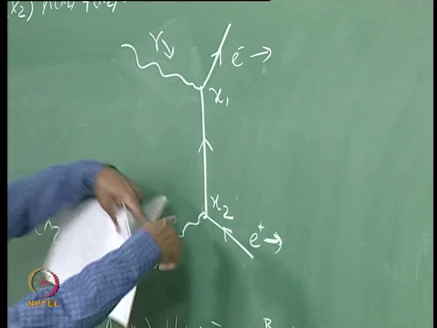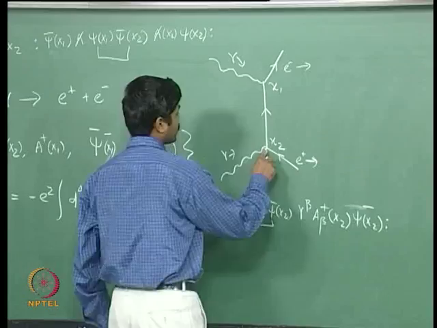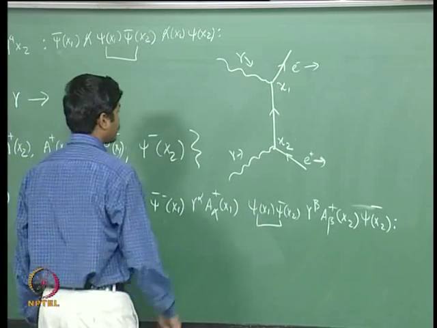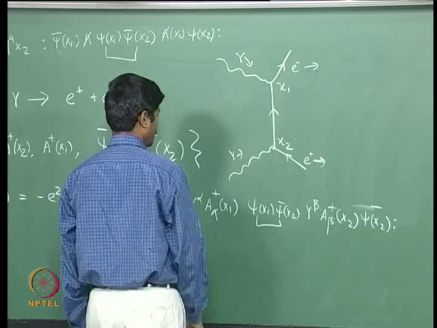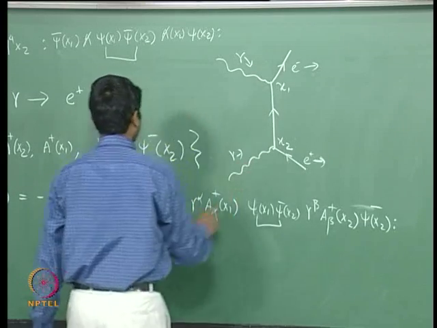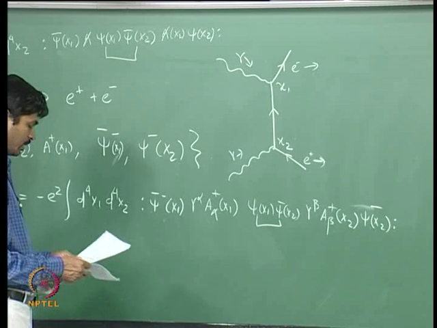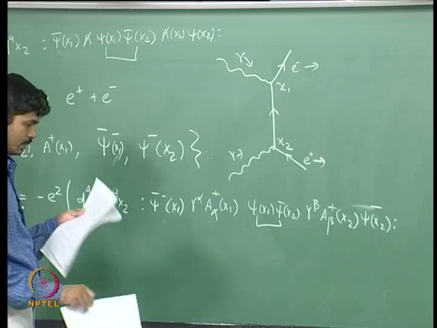Two arrows never approach each other and meet at a single point. Okay. So, this is the Feynman diagram for this process, and this is the element of S matrix that gives you a non-vanishing contribution for this process.